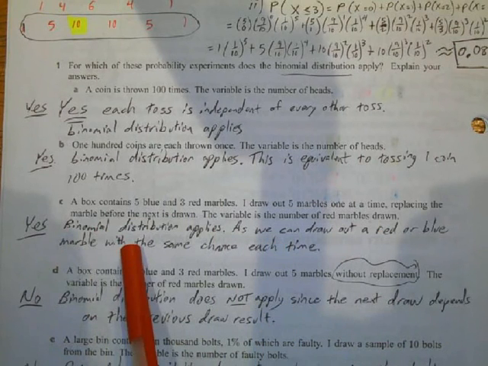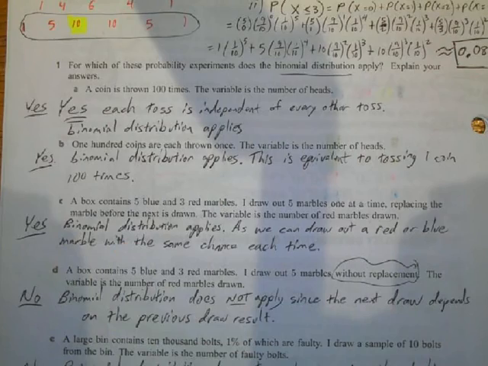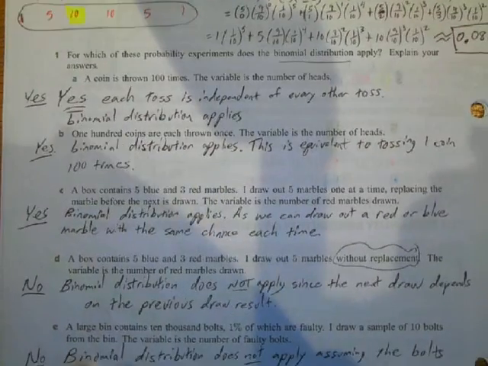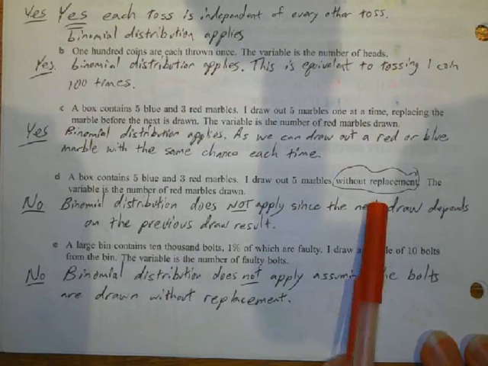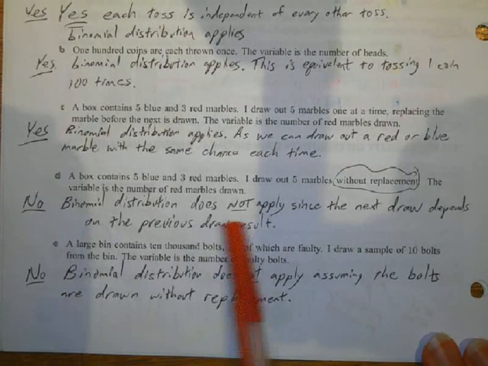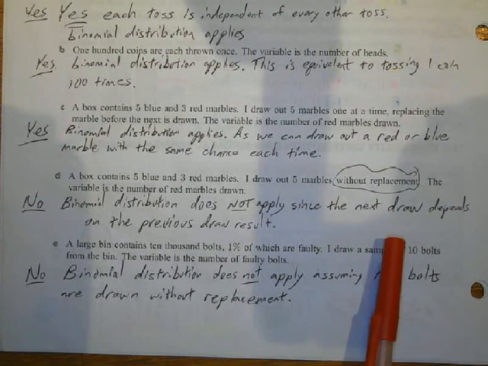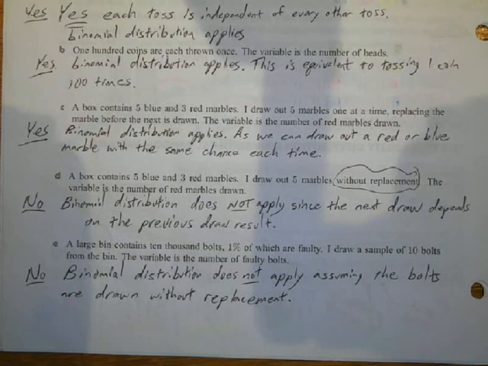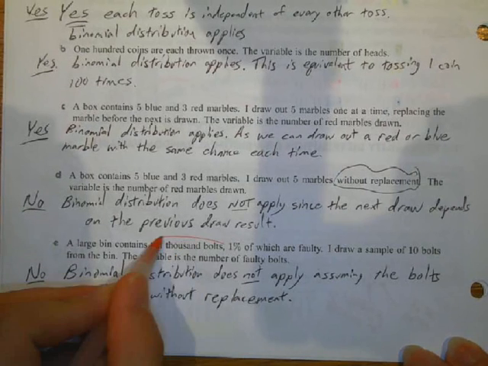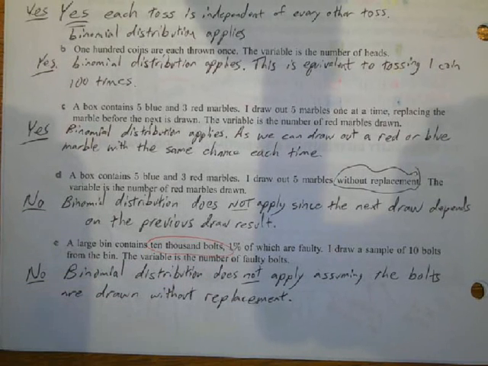Problem B, without replacement. This is not binomial distribution because the probability changes every time when you remove the marble and don't put it back in. This is not binomial distribution, although because we have so many bolts in here, the answer would be pretty close to that of binomial distribution, but technically it is not binomial distribution because you're pulling the bolts out of the bin. Okay.